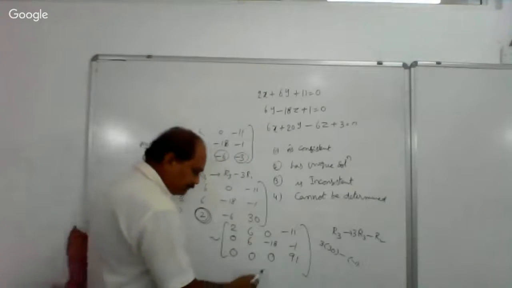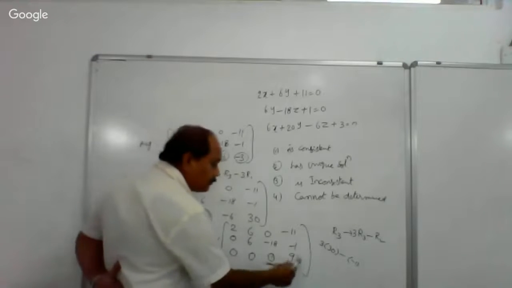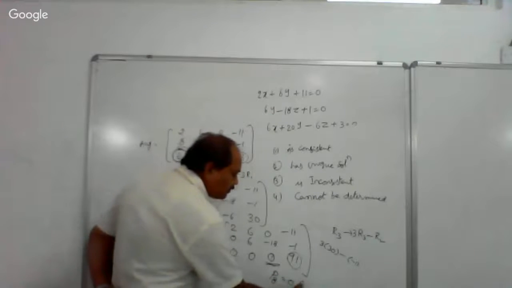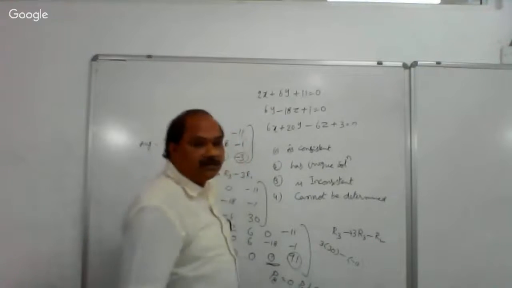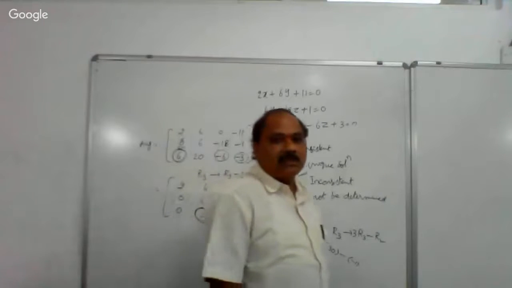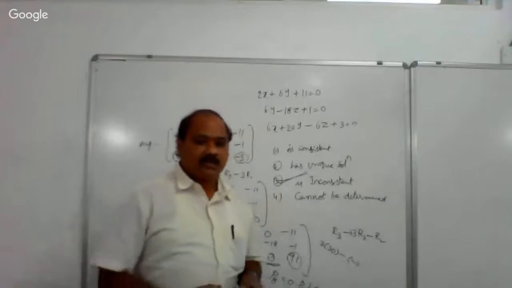Now the rank of A is 2 and the rank of the augmented matrix is 3, not equal. Therefore, the system is inconsistent. No solution. Okay? Read out.